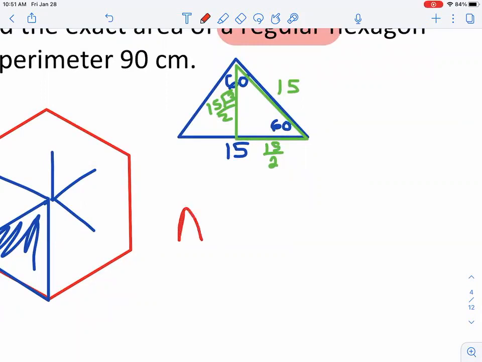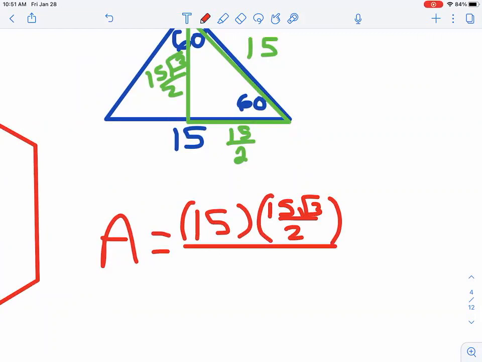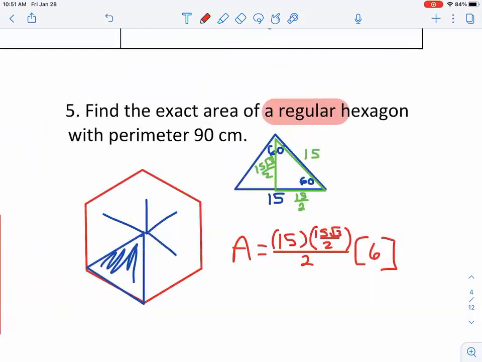So to find the area of the original hexagon, I'm going to do the base, which is 15 times the height divided by 2. That'll give me one blue triangle, and then multiply by 6. So the base is 15 times the height, which is 15 root 3 over 2. So that's base times height divided by 2. And then I have to multiply by 6 because there are 6 of those.